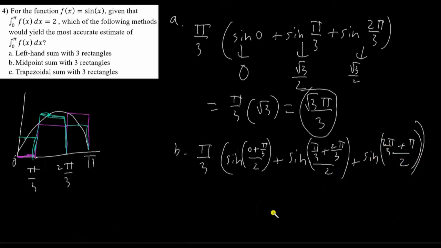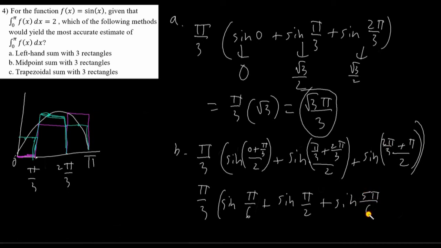And then let's see, so pi over 3 over 2 is going to be pi over 6. And then pi over 3 plus 2 pi over 3 is just pi, and then pi divided by 2 is pi over 2. And then 2 pi over 3 plus pi is 5 pi over 3, so that divided by 2 is 5 pi over 6.